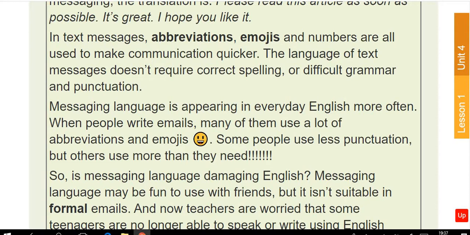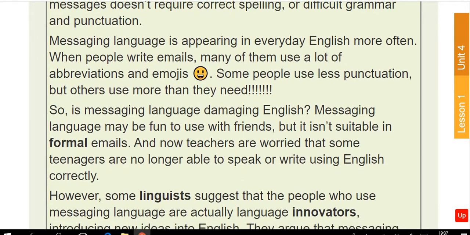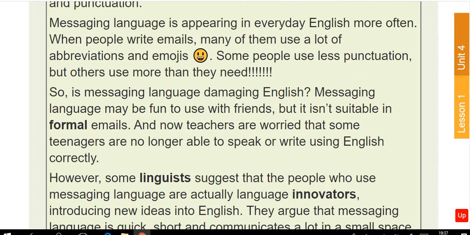In text messages, abbreviations, emojis, and numbers are all used to make communication quicker. The language of text messenger doesn't require correct spelling or difficult grammar and punctuation. Messaging language is appearing in everyday English more often. When people write emails, many of them use a lot of abbreviations and emojis. Yes, this is an emoji. Some people use less punctuation, but others use more than they need.